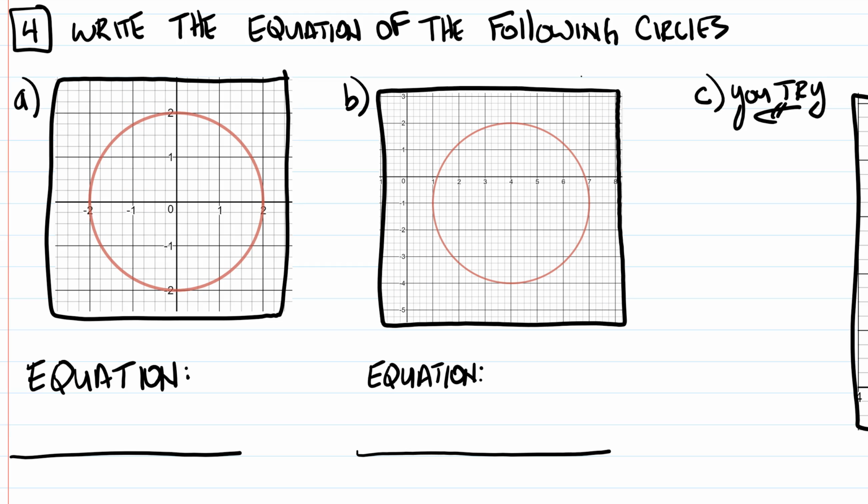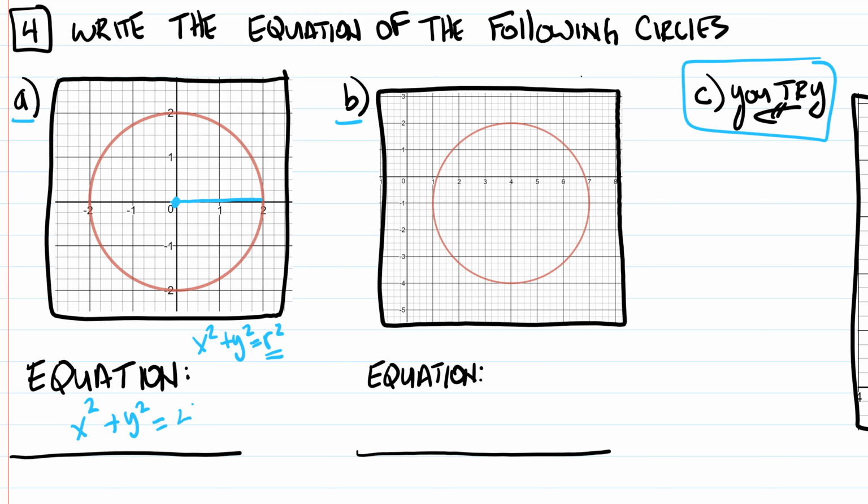Okay, here's box number 4. We want to write the equation of the following circles. So I have A, and then I have B, which I'm going to do with you, and then part C is going to be a you try over here on the right hand side. So let's take a look at part A. The center is at (0, 0). I noticed that. So I know I'm going to have an x squared plus a y squared equals r squared. So the only thing I have to figure out, you guys, is the r squared. So check it out. The radius is 2. So this is going to be x squared plus y squared is equal to the number 4 because the radius is 2 units, and when I square that, I get 4. So that's the equation for part A.